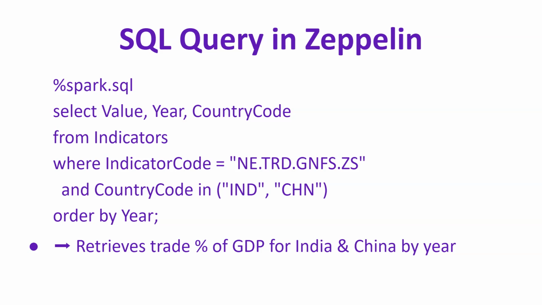Here's the Spark SQL query. Select value, year, country code from indicator where indicator code equals NE.TRD.GNFS.ZS and country code in IND, CHN, order by year. This query fetches trade percent of GDP for India and China across all years available.